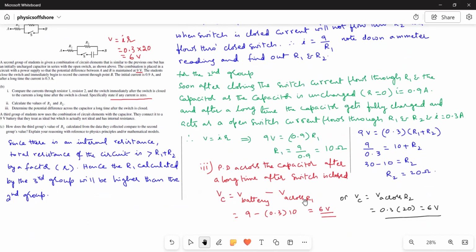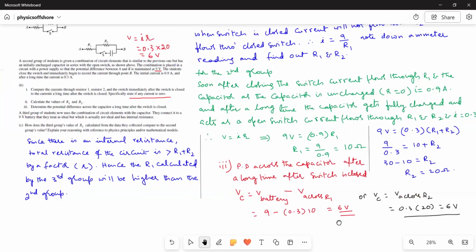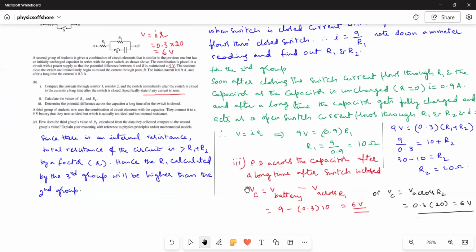Here I is 0.3 amperes, because after a long time the current is 0.3 amperes, and the resistance is 10 ohms. Therefore, this is 3 volts. 9 minus 3 is equal to 6 volts. So this is another way to calculate the voltage drop across the capacitor, or the potential difference at the capacitor.